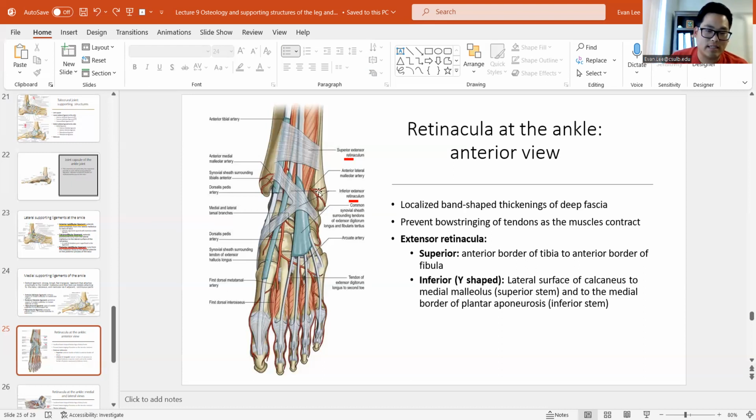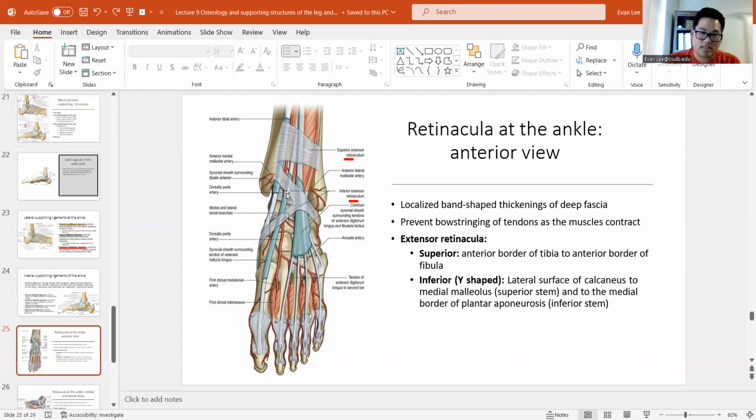If you look closely, it attaches to the medial side of the plantar aponeurosis. It attaches to the tibia over here at the medial malleolus. And then it also connects over here to, oh, sorry, it connects to the calcaneus. So calcaneus, and then the medial side of the plantar aponeurosis, and then it connects to the medial malleolus. So it forms a Y shape, which you can see with its two extensions, and then one base at the calcaneus.